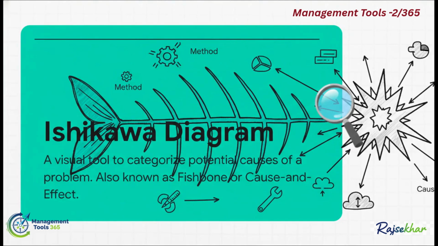Okay, so at its core, it's a visual brainstorming tool. You're going to hear it called a fishbone diagram, and that's because, well, it literally looks like the skeleton of a fish. You'll also hear it called a cause and effect diagram, which really gets to its function, to map the relationship between a problem, that's the effect, and all of its potential causes.